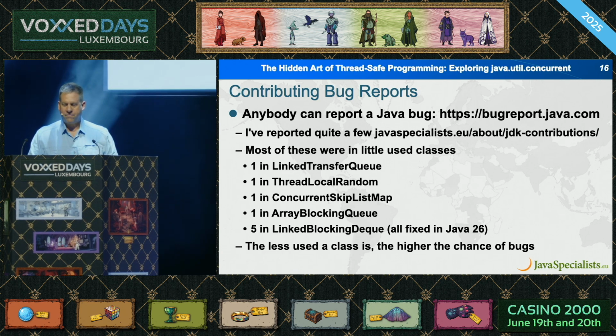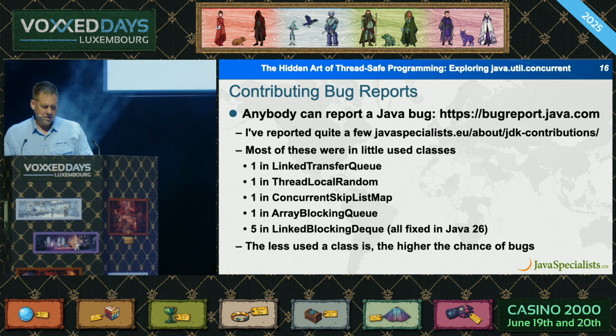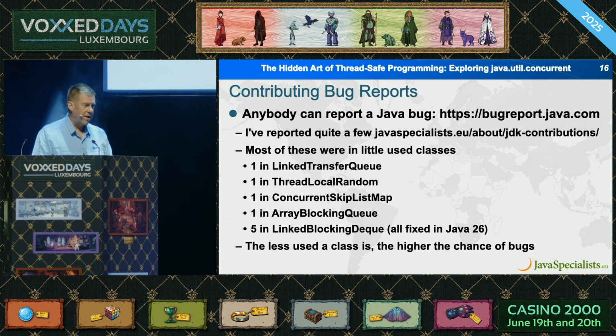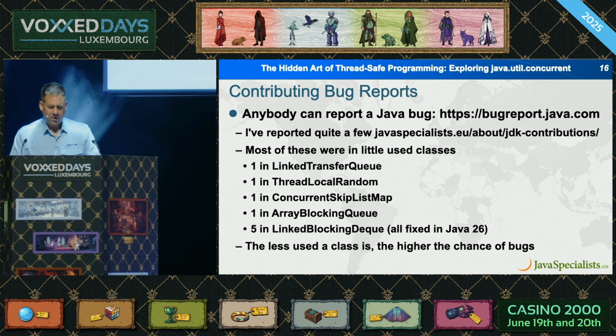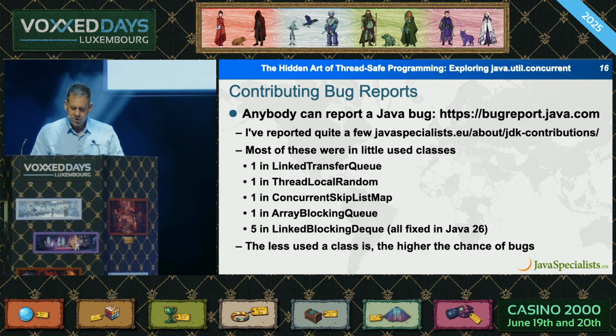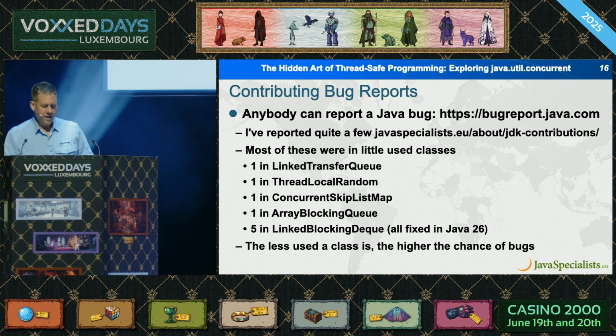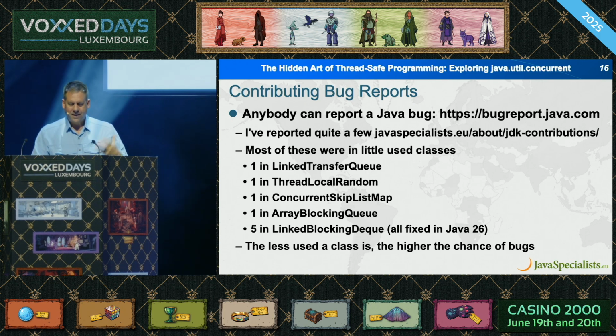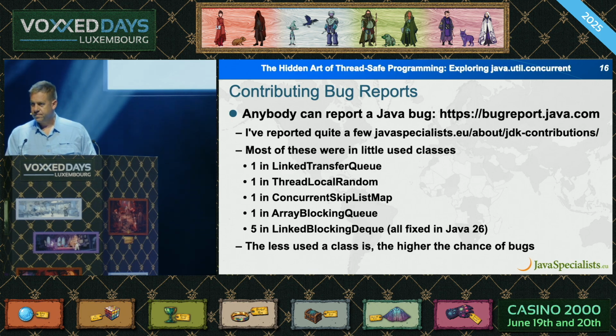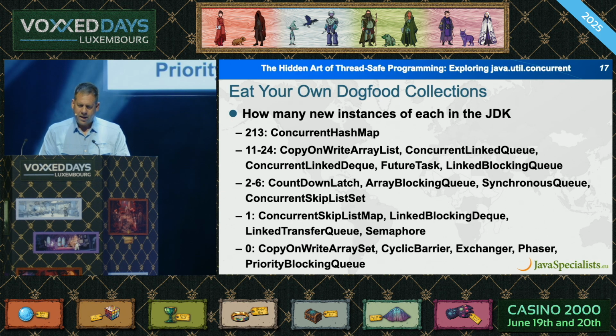So for example, I found a bug in LinkedTransferQueue, one in ConcurrentSkipListMap, which by inference also has ConcurrentSkipListSet, one in ArrayBlockingQueue, and five in LinkedBlockingDeque. And they're all fixed for Java 26. So once you update to the next version, you'll get all those fixes as well. And this shows us, again, that the less used the class is, the higher the chance of bugs, obviously. And so, eat your own dog food.